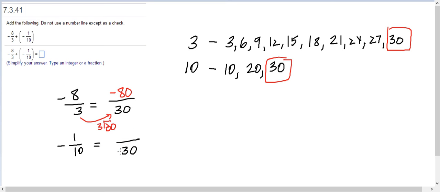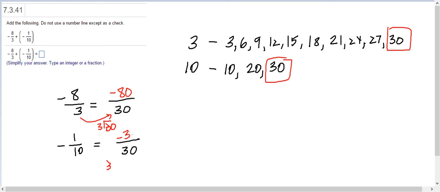Now 10 goes into 30 3 times, right? So 3 times 1 is 3. And that's negative as well. So negative 80 over 30, and then we have negative 3 over 30. And this negative 3 over 30 is the same as negative 1 over 10. But now we have common denominators.